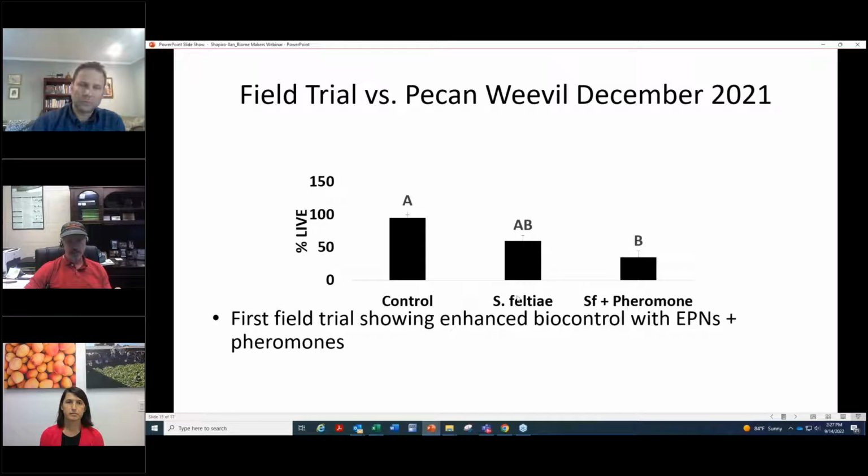So you can see here in this application made last year in December, Steinernema feltiae didn't quite control the pest. This is percent survival of the weevil, but nematodes with pheromone did. That's especially interesting done in December when nematodes don't usually do that well when it's that cold, but the pheromones enhanced their movement and infectivity even under those conditions. So this was the first field trial where we're seeing enhanced biocontrol with the nematodes and pheromones.